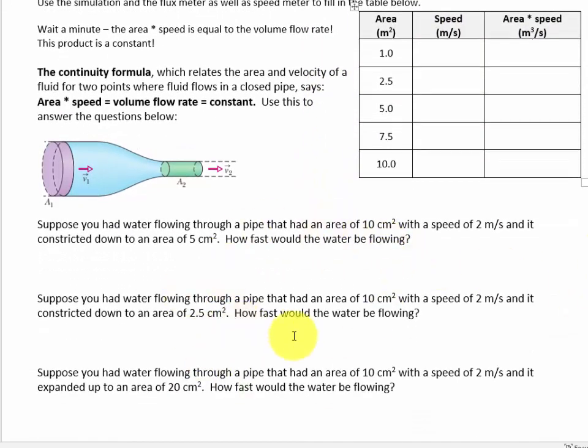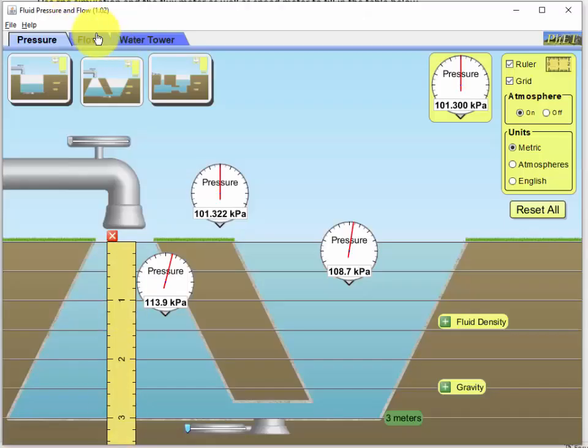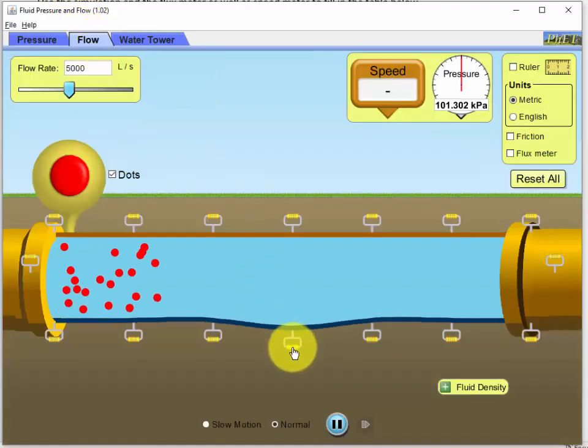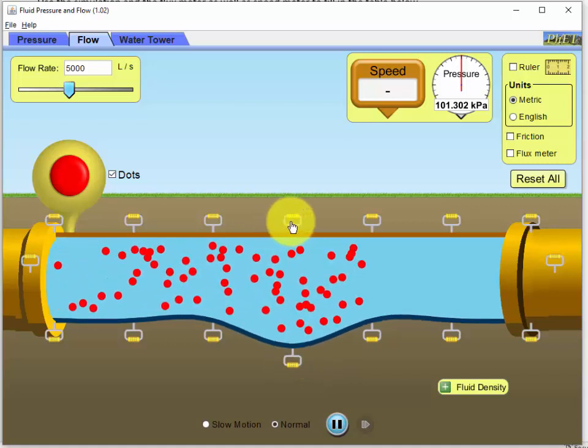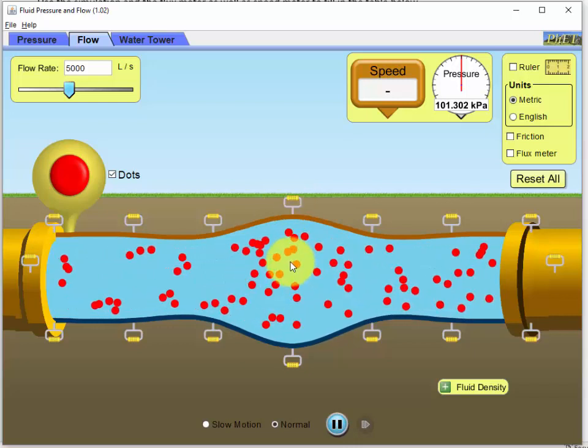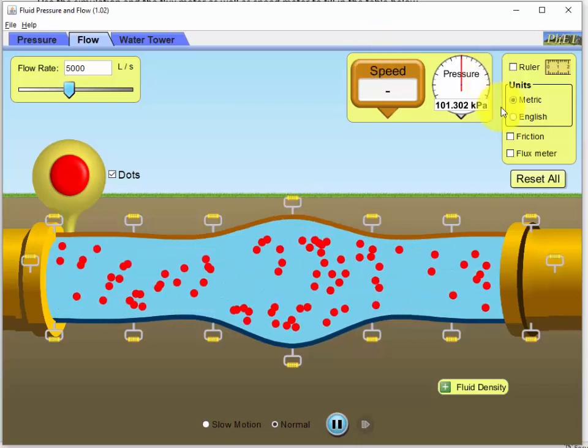The rest of this lab is some practice using the area times the speed is equal to the area times the speed, essentially saying the flow rate is a constant. So I'm going to click on the Flow tab, and you can see what I'm doing is messing around with this, and I don't know about you, but it looks like it's slowing down as we do that.